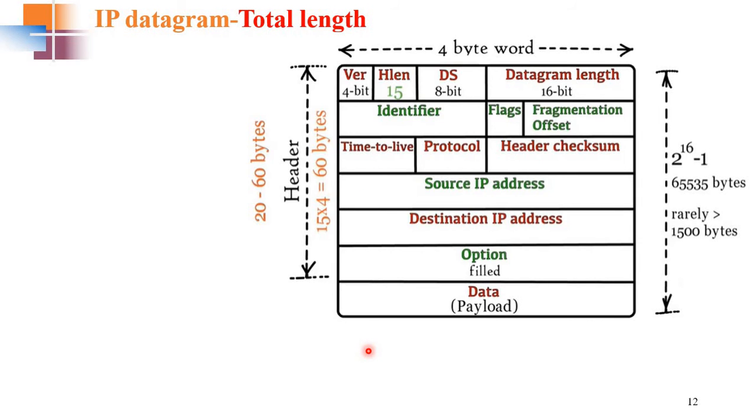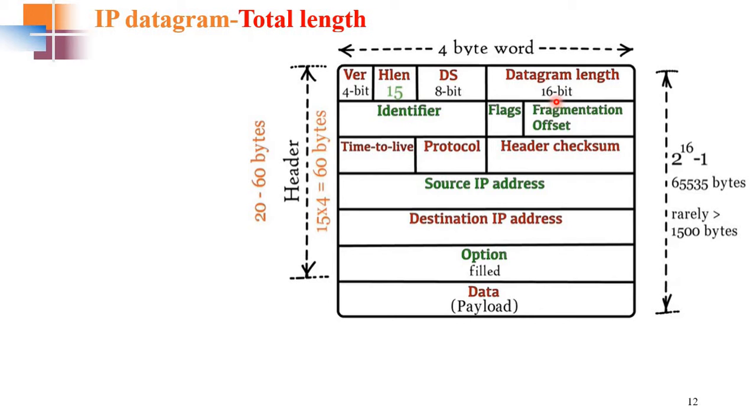And next we're moving on to the total length. So where is the total length? That is after your differentiated services. This is around 16 bits. Now we know that the header value starts from 20 to 60 bytes. And we're going to define the total length of the datagram, whose total size is measured in 4-byte words. With this, we define our actual size of the total length.